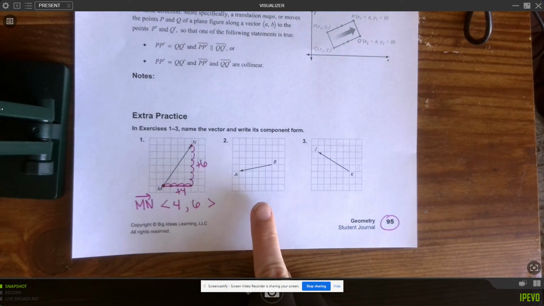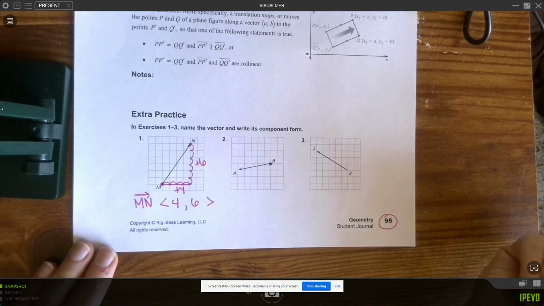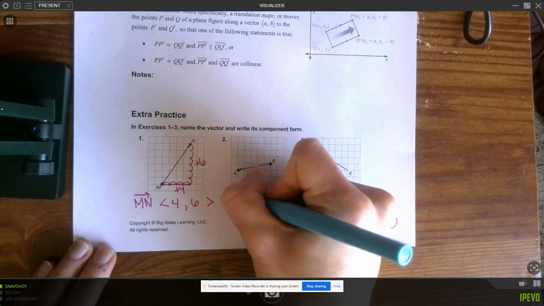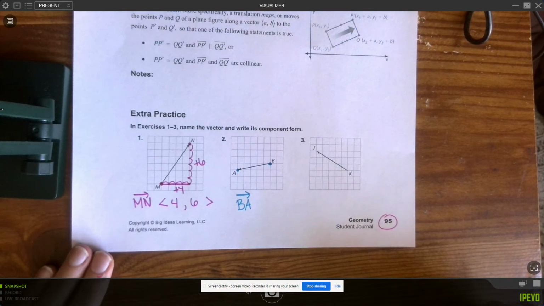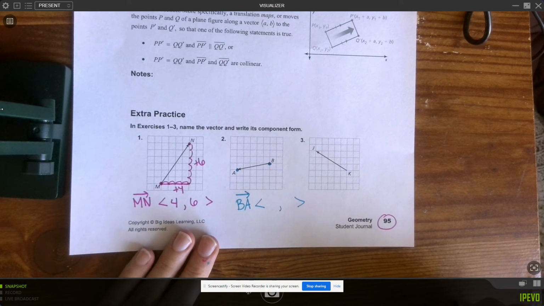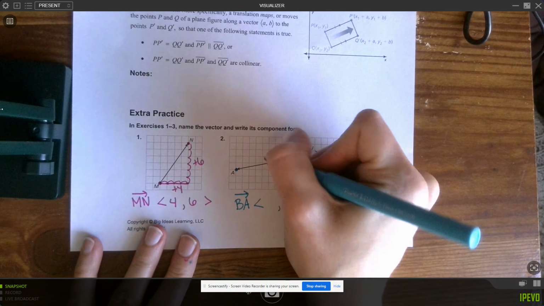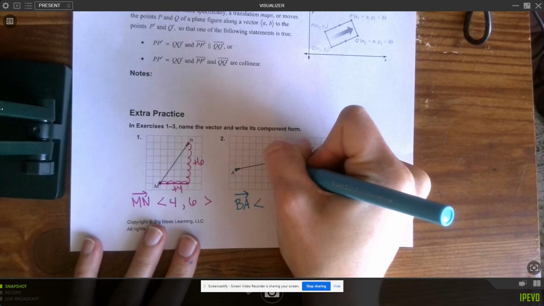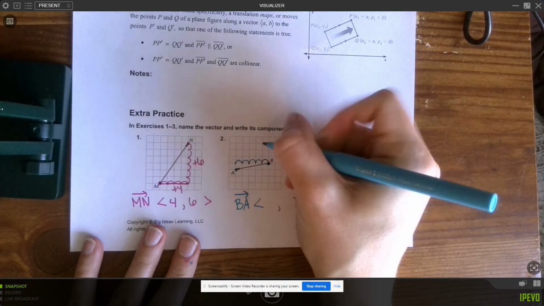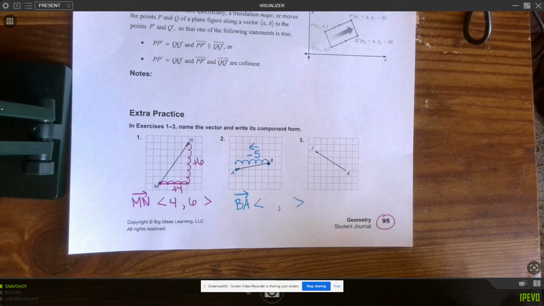Number 2, this vector, the initial point is B and the terminal point is A. So this is vector BA. Its component form, I'm going to go ahead and count the horizontal component. I'm going to start at point B and work my way towards point A. So horizontally, I'm going to go left. 1, 2, 3, 4, 5. So since I'm moving to the left, the horizontal component is -5.